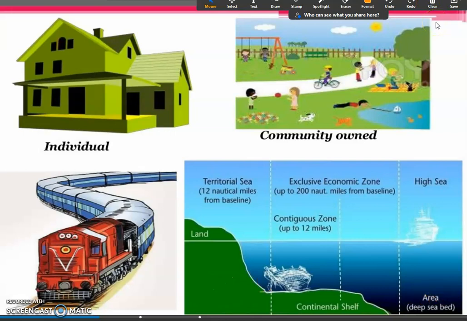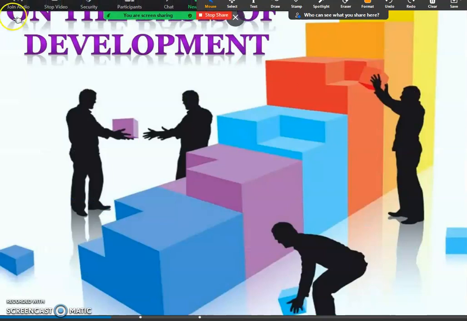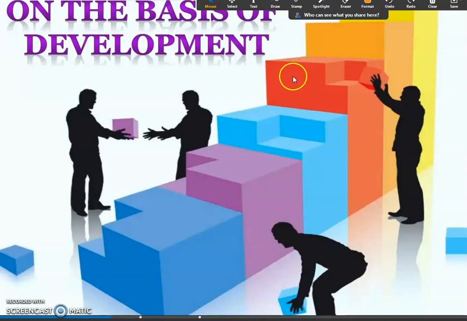So this is what we learned in today's class, and I hope everything is clear until here. If you want to have it, just take a screenshot here because this image is really important for you. It makes clear the different categories on which resources are classified. In the next video we will see how we classify resources on the basis of development.